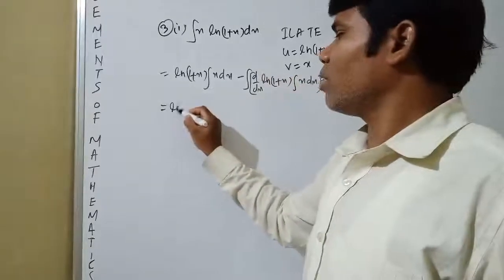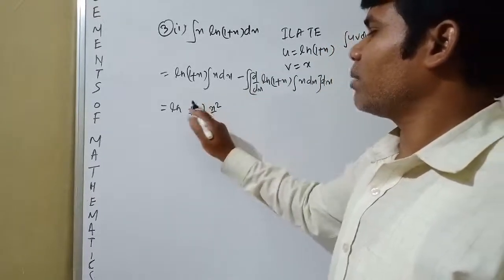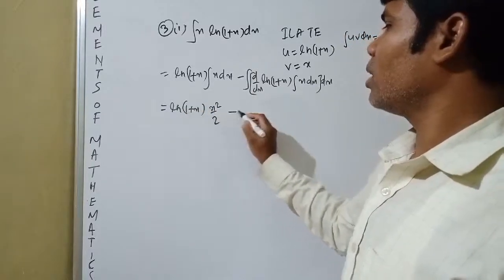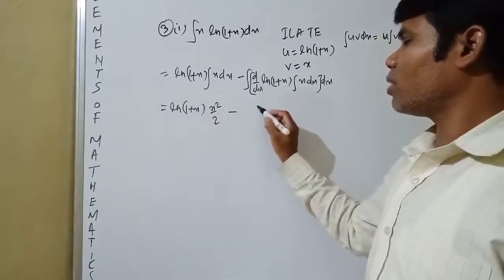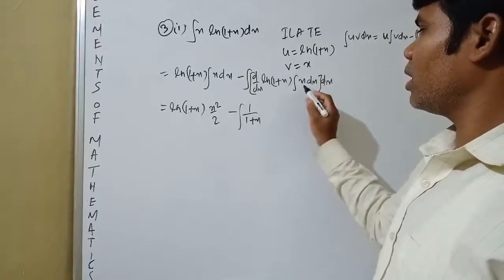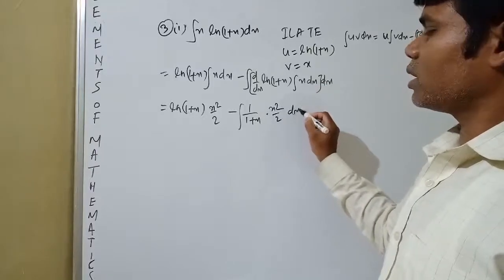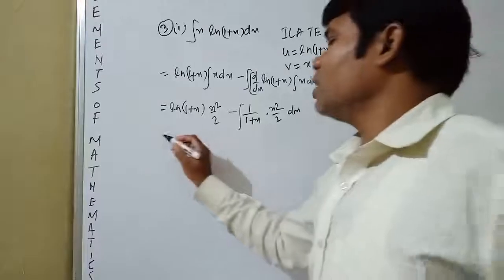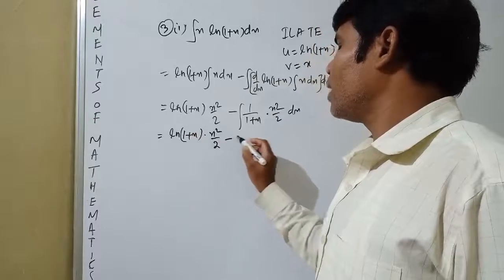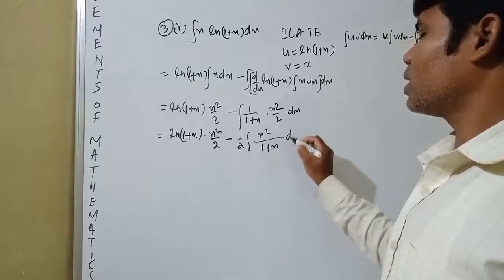This is equal to ln(1 plus x) times the integration of x dx, that is x square by 2, minus the derivative of ln(1 plus x), that is 1 by (1 plus x). The derivative of 1 plus x is 1, no need to write. Times the integration of x dx, that is x square by 2, dx. So this is ln(1 plus x) into x square by 2, minus 1 by 2, taking 1 by 2 common, x square by (1 plus x) dx.